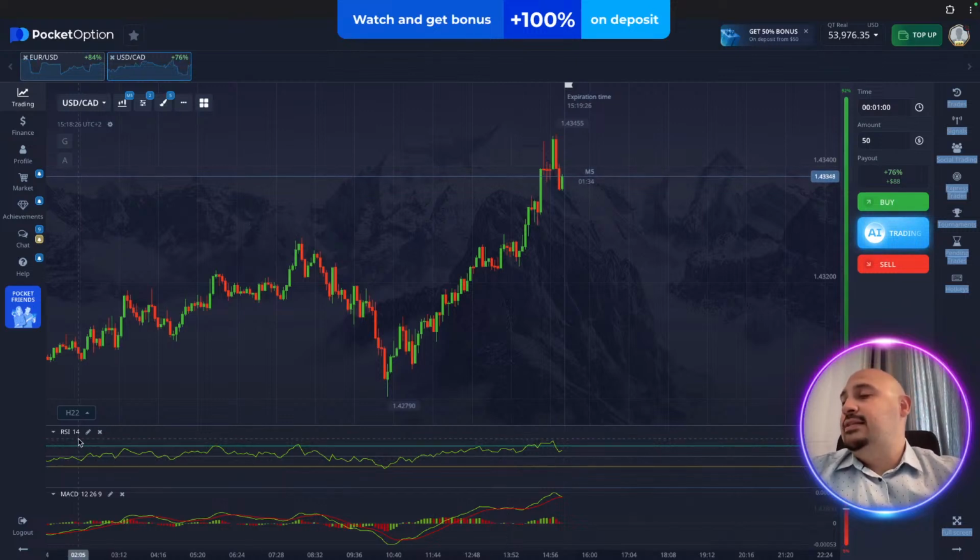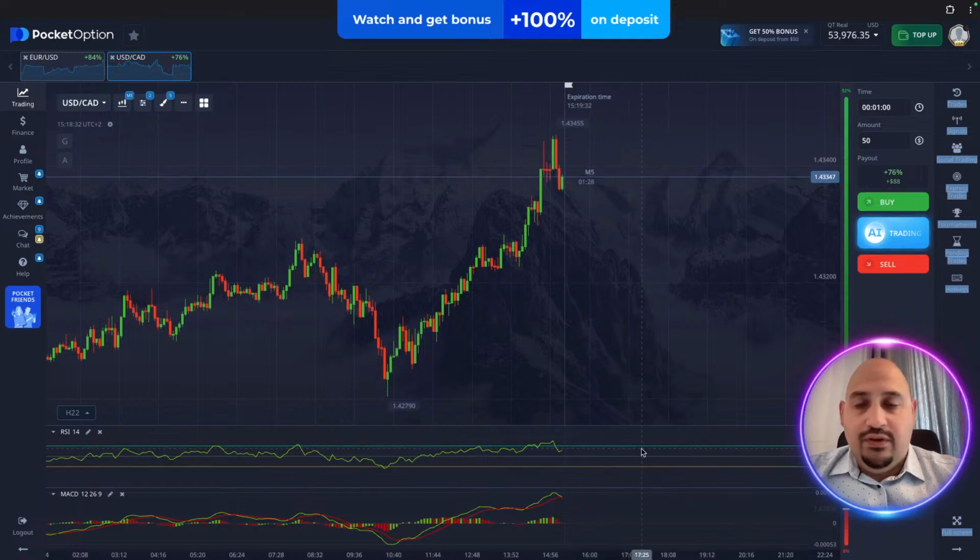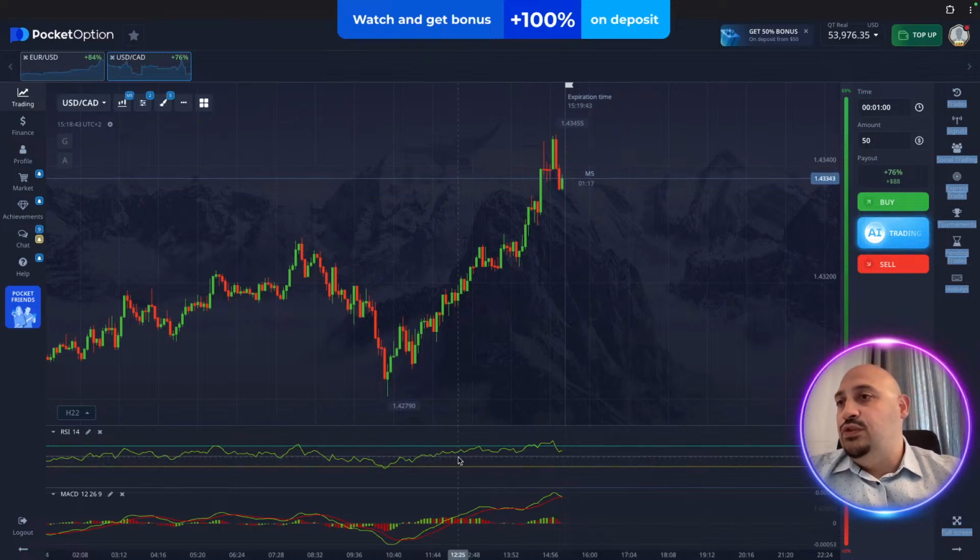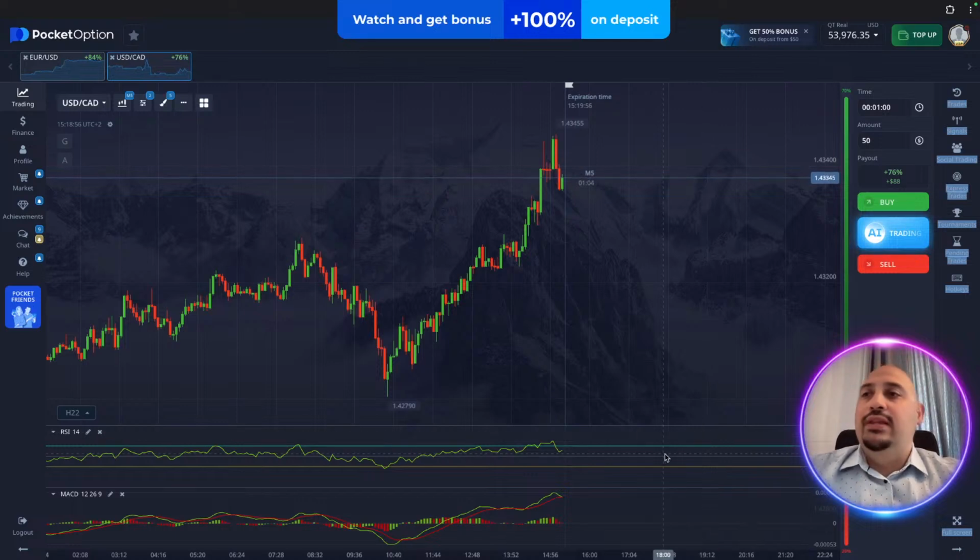Now, the RSI is at a 14 time period. We have the green line right over here, which sits at 70%, which is our default. We have the gray line here, which sits at 15%, and the yellow line, which sits at 30%. The important thing here is to see the movement of the RSI indicator, the 14 period moving average right here. And you might be wondering now, where is the signal? How can I read this?